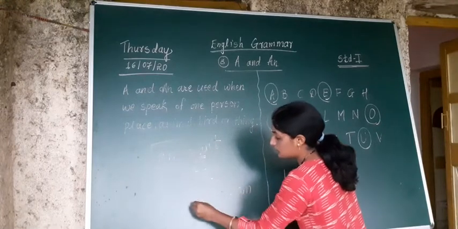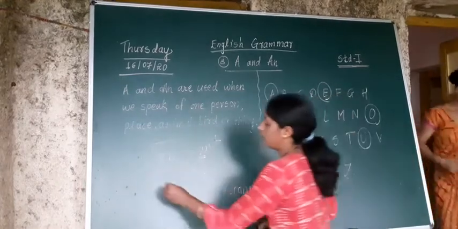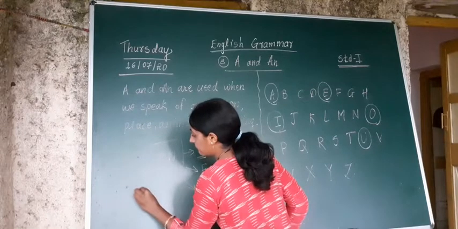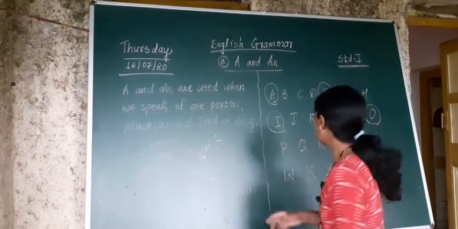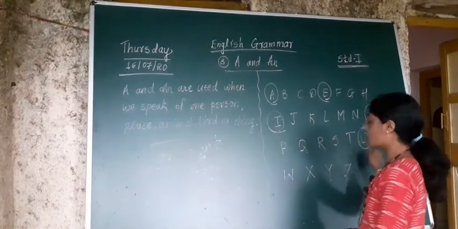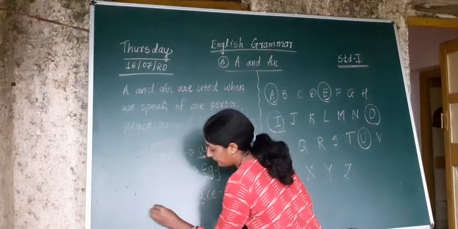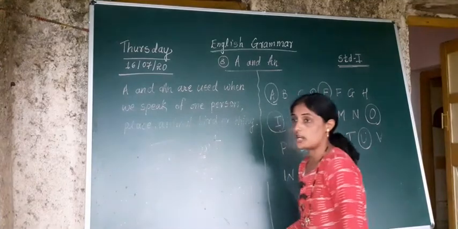Correct? This word starts with which letter? I. After that, O. An orange. Now orange word starts with which letter? It starts with O letter. After that is U. An umbrella. Umbrella word starts with which letter? It starts with U letter.